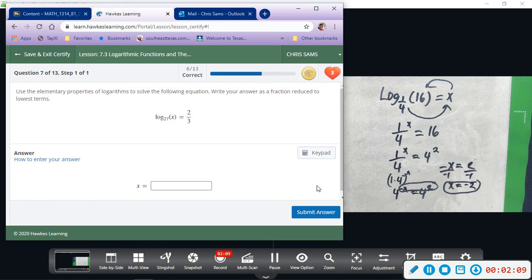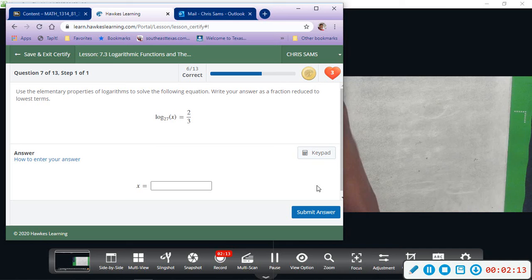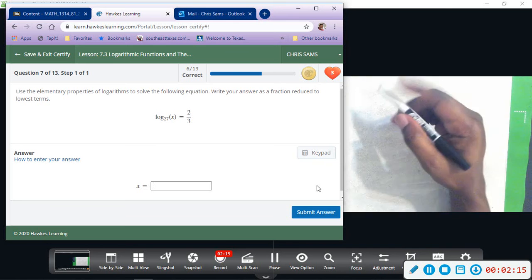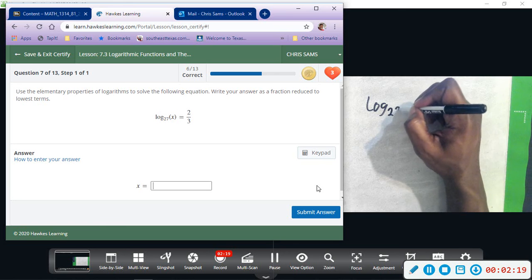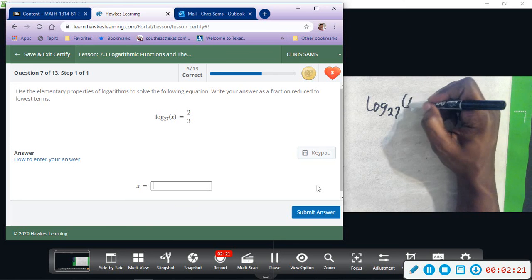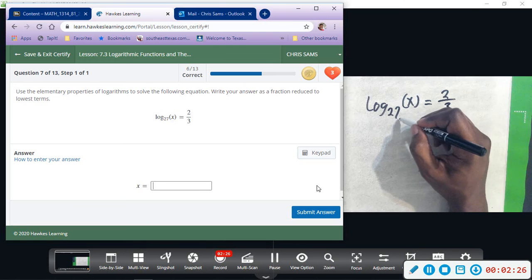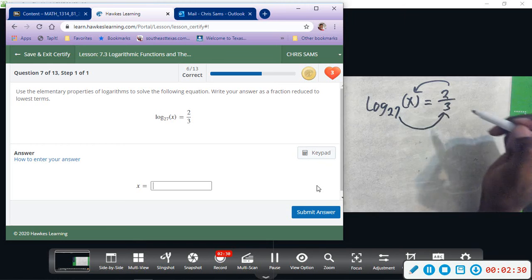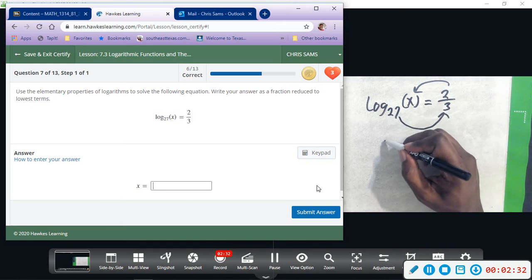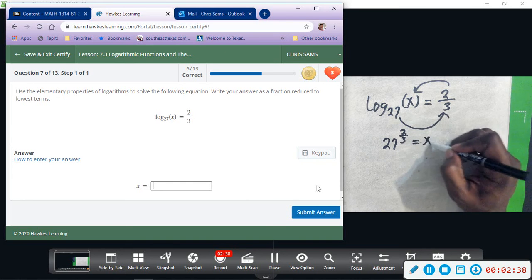Alright, number 7. This time we actually have the answer, so we'll just solve it. We have log base 27 of x equals 2/3. So same thing, the base raised to the answer equals what we're taking the log of. So we have 27 raised to the 2/3 power equals x.